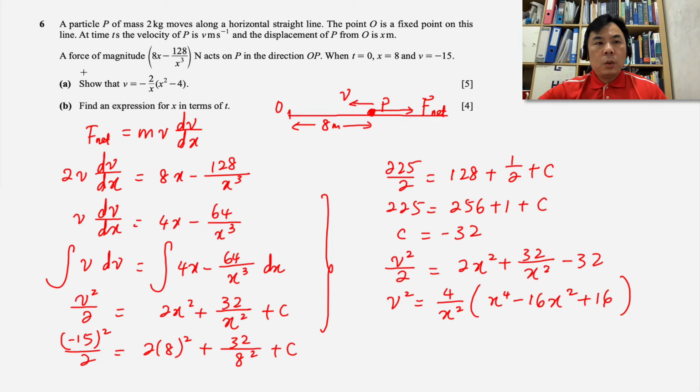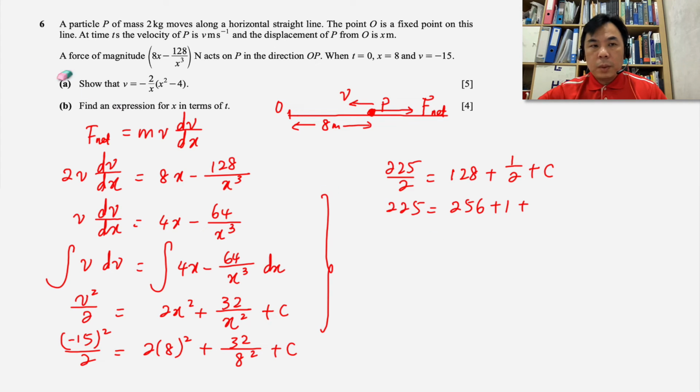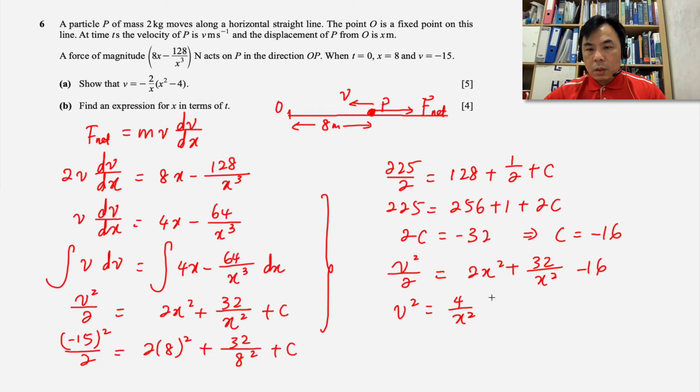Oh yeah, I know what went wrong. Hold on, just let me clean this up. I just noticed my error there. When I multiply by 2, I forgot to multiply by 2 for this. And then therefore 2c is equal to negative 32, c is equal to negative 16, v squared over 2 is equal to 2x squared plus 32x squared minus 16. And then as usual, I can take out the 2 over here, become 4x squared.